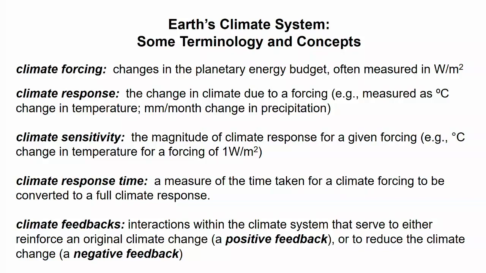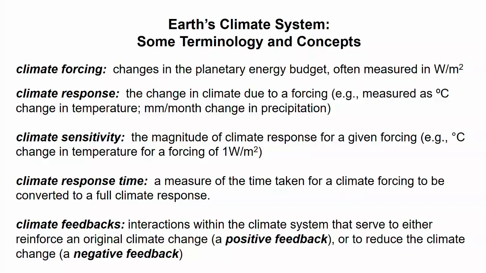And then the last term is probably the most confusing for you, this idea of climate feedbacks. A climate feedback is something very similar to a climate forcing. It's something that causes the climate to change. But the important difference is that with a climate feedback, that initial change that causes the climate to change was itself caused by a climate change. Whereas a climate forcing is independent of the state of the climate at the time.